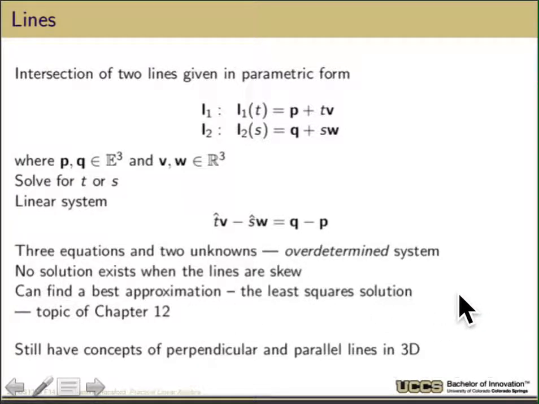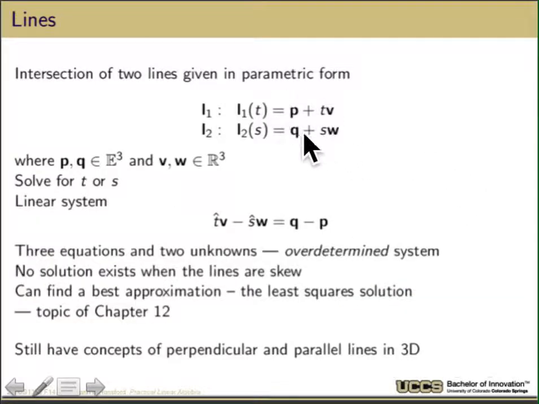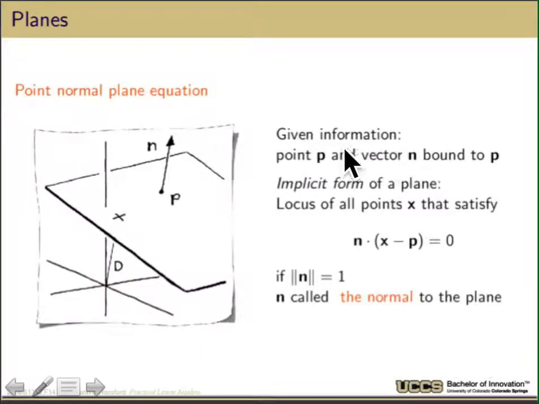We still do have the concepts of perpendicular and parallel lines in 3D, but they're just much less common. So now the next thing we need to talk about is planes. Planes are a flat area in 3D. And we're going to represent them in what's called point normal form. Here we had point plus vector for a line. For a plane, we're going to have point normal form. And so we're going to define the locus of all points x that satisfy normal dot (x minus p) equals 0.